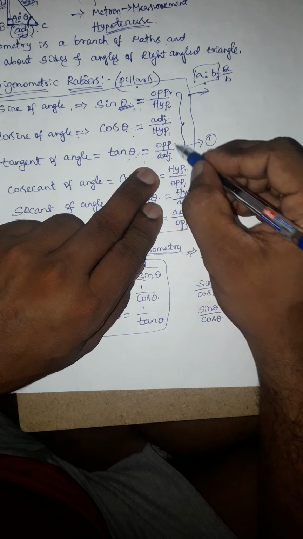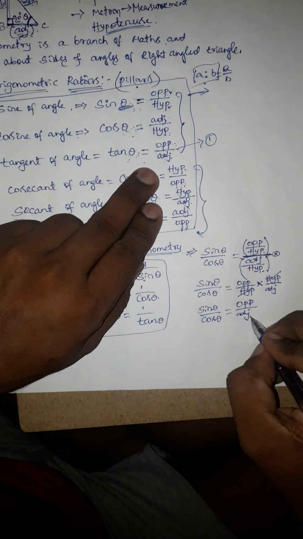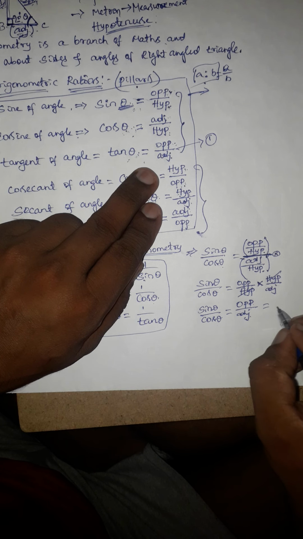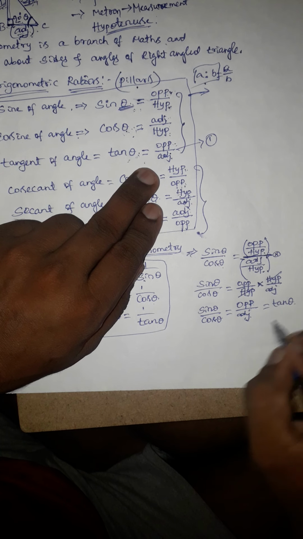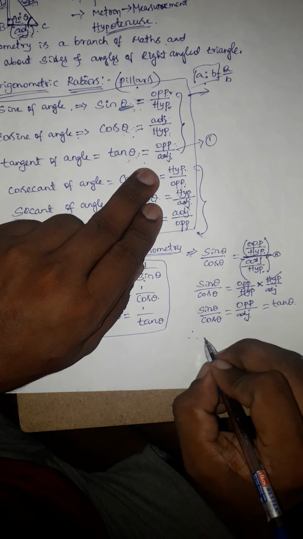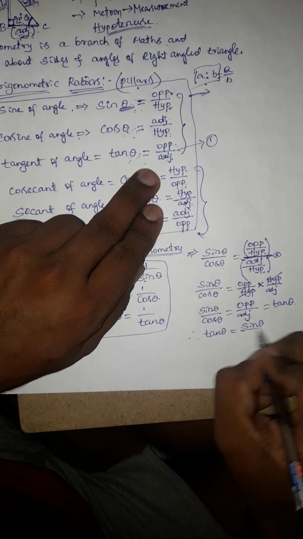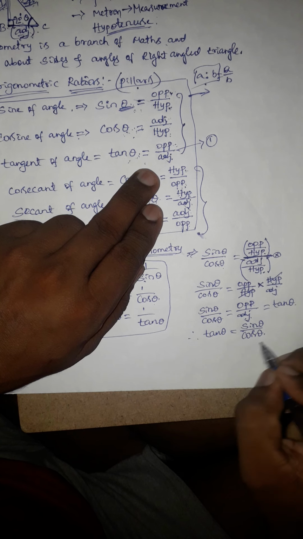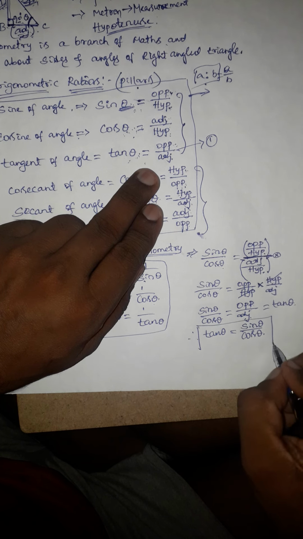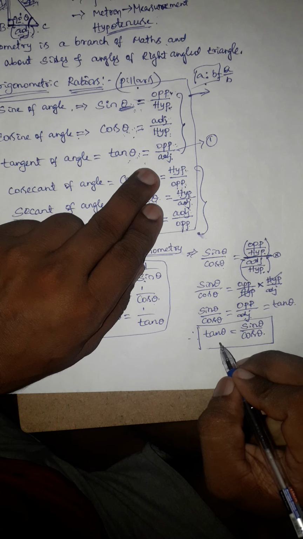Tan theta is opposite by adjacent. Here, opposite by adjacent means sin theta by cos theta, which we call tan theta. So we write tan theta is sin theta by cos theta. This is the ratio relation of trigonometric ratios.